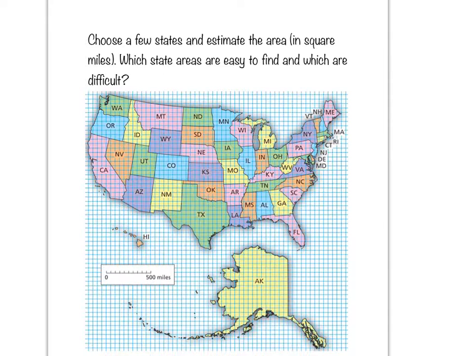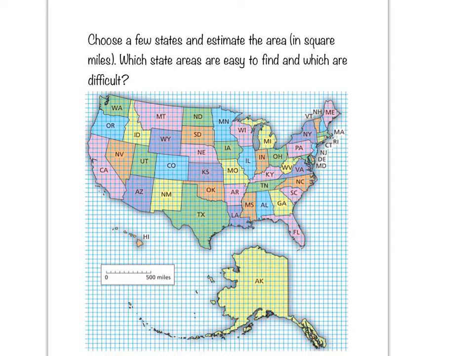All right, this is section 8.4, areas of composite figures. So let's start. We've got a map here of the United States, and it says choose a few states and estimate the area in square miles. Which states' areas are easiest to find and which are difficult?